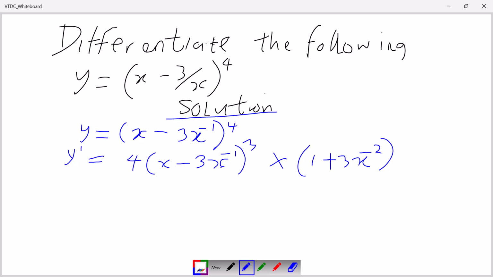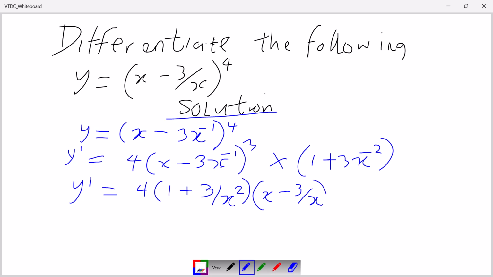So what am I going to have? I'm going to have y prime is equal to 4 into (1 plus 3 over x squared), close bracket, then open bracket, x minus 3 over x, close bracket, raised to power 3. And that gave me the answer. Thank you.